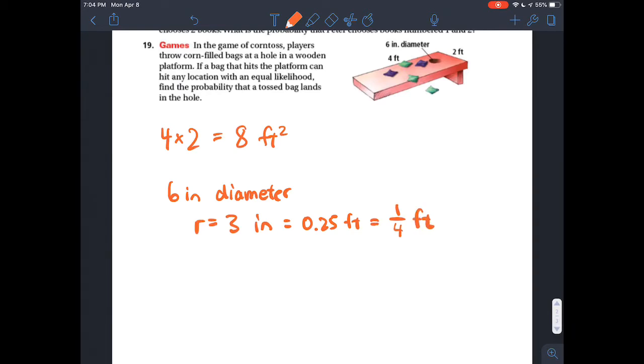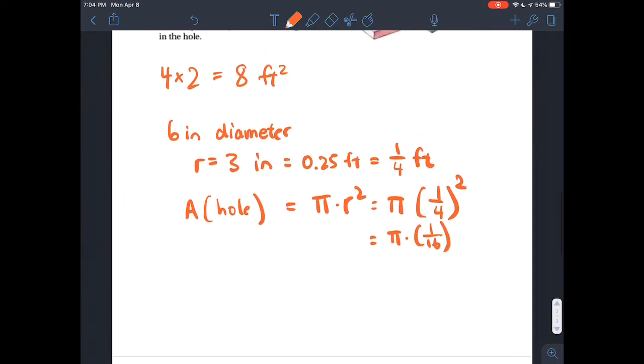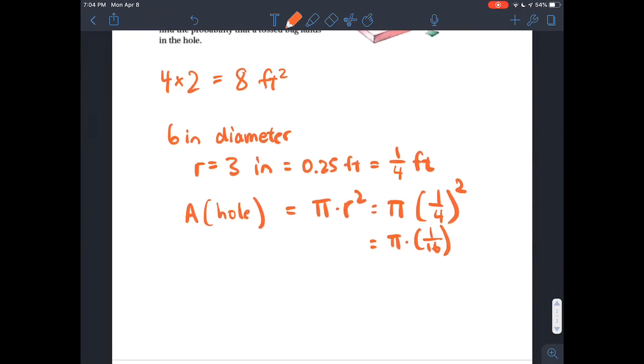So that's our radius. And so the area of the hole equals pi times radius squared, which equals pi times 1/4 squared. We're just going to do everything in feet here to have the same units, okay? So it's going to equal pi times 1/16.